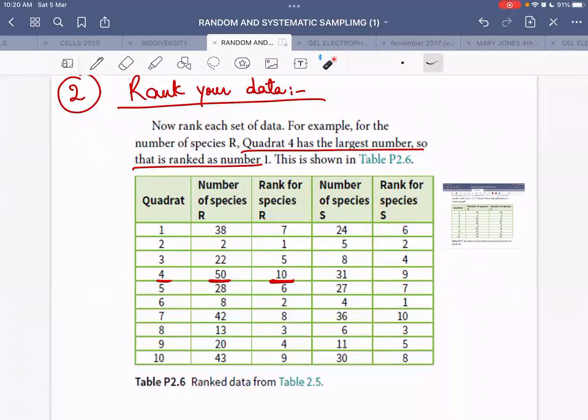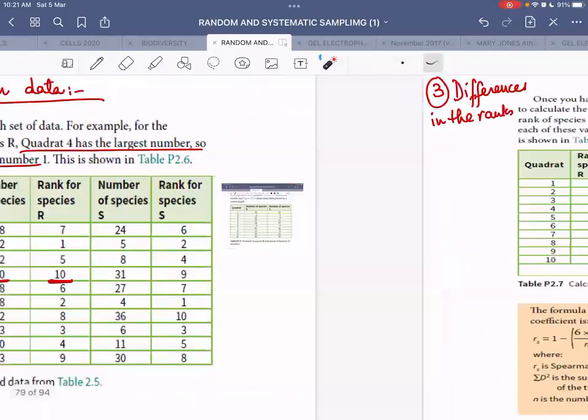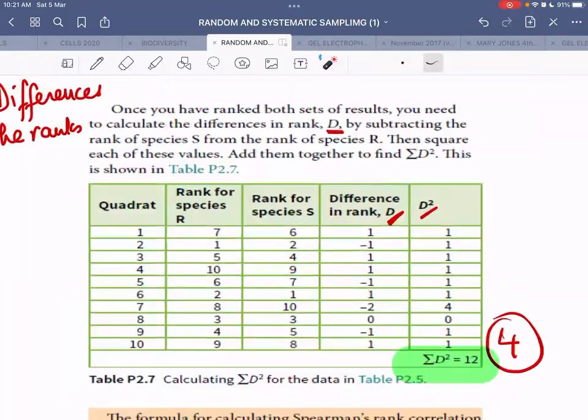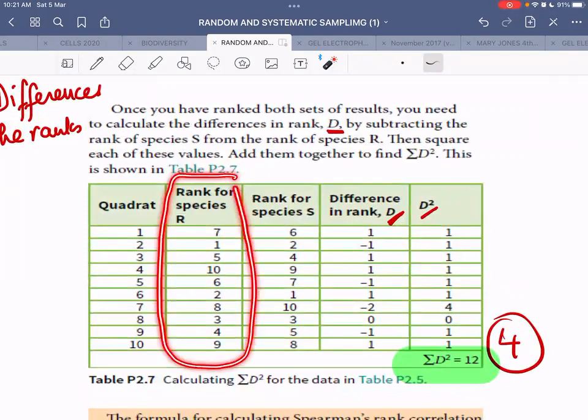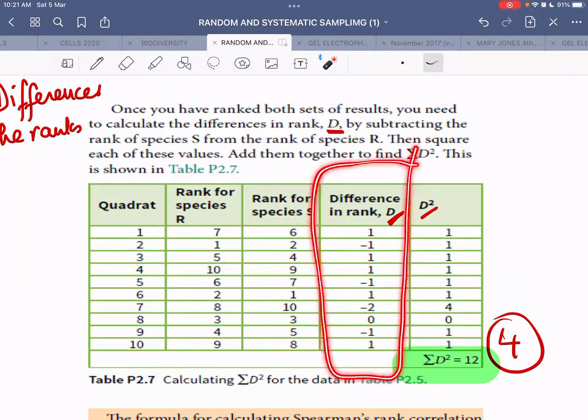अब हम इस टेबल में से क्या कर रहे हैं? ये वाले रैंक और ये वाला रैंक यहाँ से ले लेंगे, and we move on to the next page. And what do? We find out the differences in the rank. So this is rank for species R and this is rank for species S. And now I find out the differences in the rank. 7 minus 6 is equal to 1. 1 minus 2 is equal to minus 1. 5 minus 4 is equal to 1, and so on. इतनी बात समझ आ गई differences in the rank?